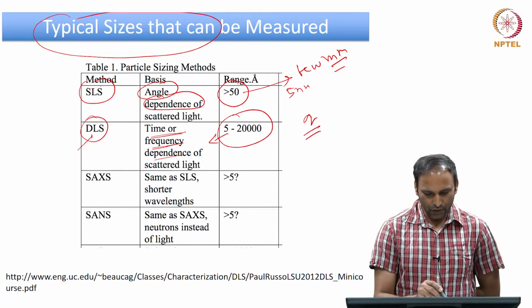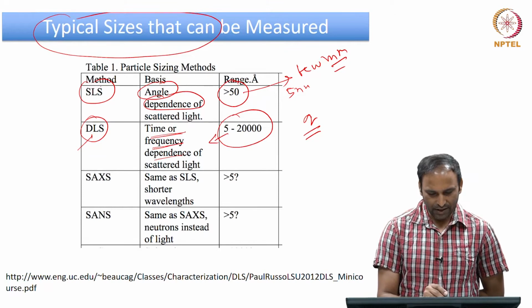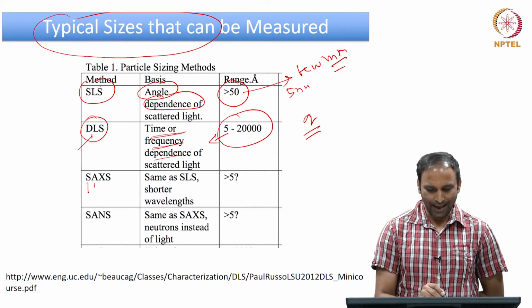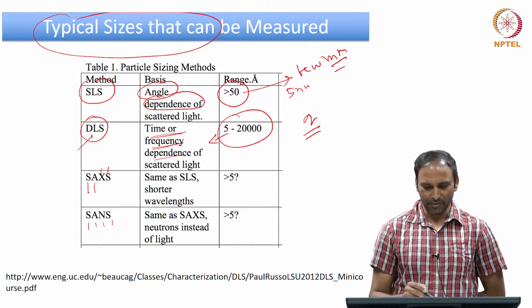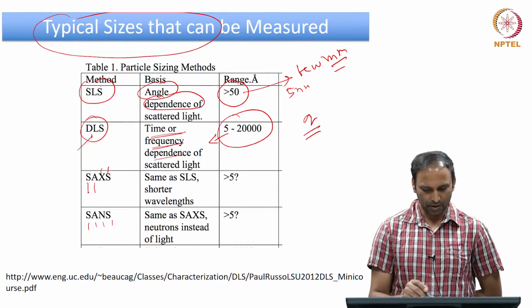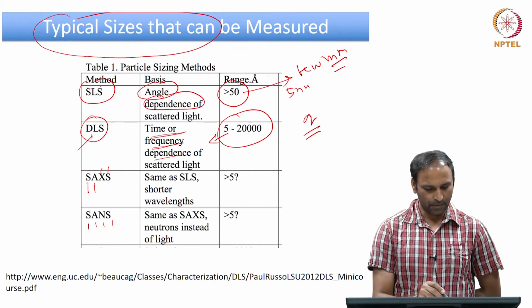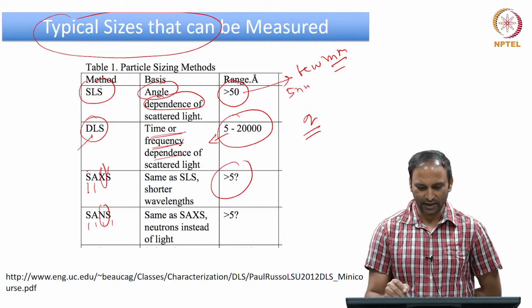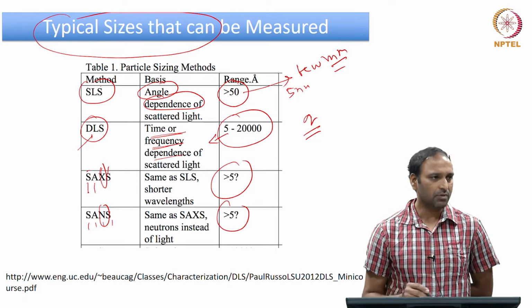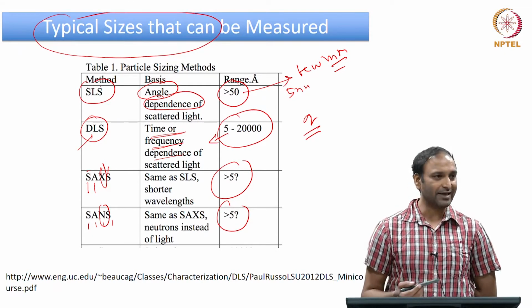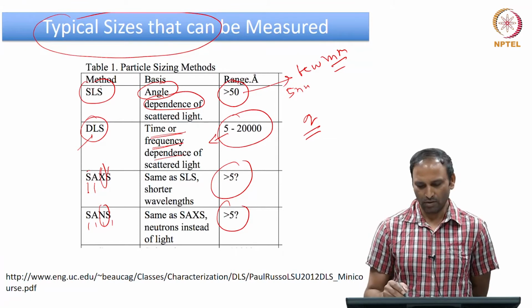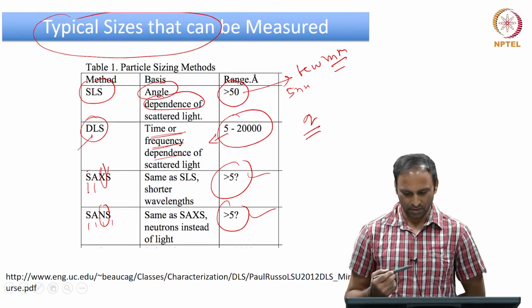And of course there is SAXS, which stands for small angle X-ray scattering, and small angle neutron scattering, SANS. These experiments are similar to SLS, but you are using X-ray and neutron as a source, and the typical length scale that I can have access to is about 0.5 nanometers, depending on the wavelength of the X-ray one could generate, but you can look at sizes of this order.